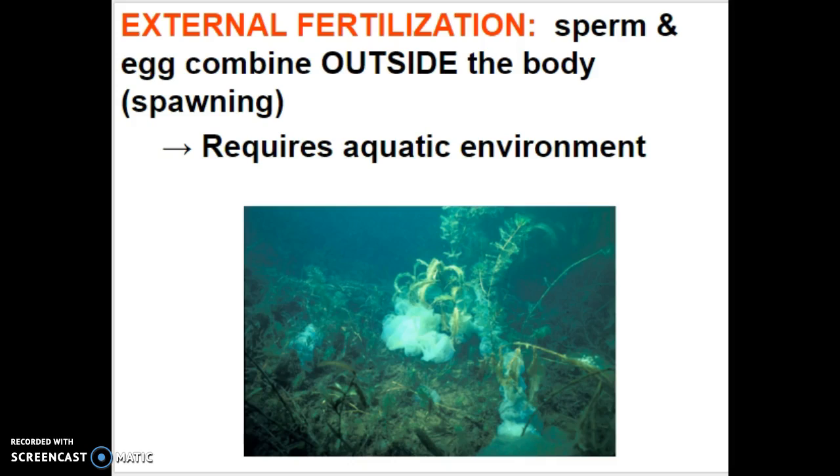External fertilizers or spawners would be things like fish and amphibians, because they need that aquatic environment. Many external fertilizers are not parents. Once they lay their genetic material, they go off on their way to perhaps do that again someday. They don't parent very often. So external fertilizers tend to be those overproducers that we've talked about in previous units. They have many more offspring than can possibly survive, in hopes that a few do make it.